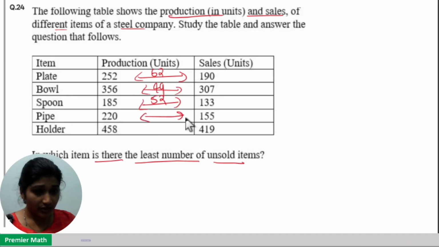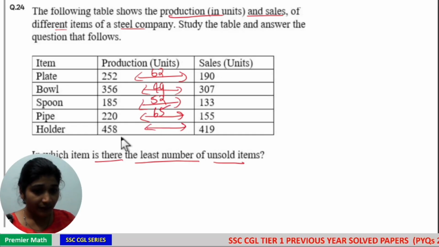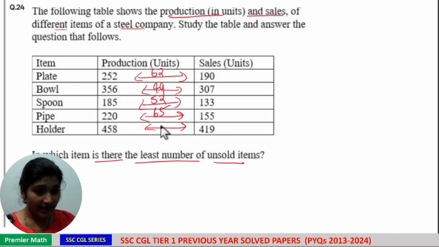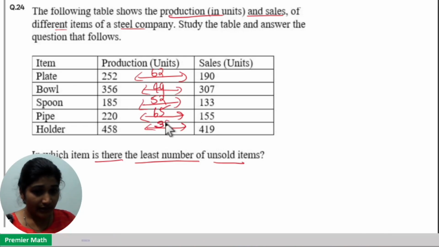And here 155 minus 90 is 65 unsold items. Here 58 minus 10 is 48, 48 minus 9 is equal to 39 unsold items. So the least number is equal to the last one. Option 2 is your answer.